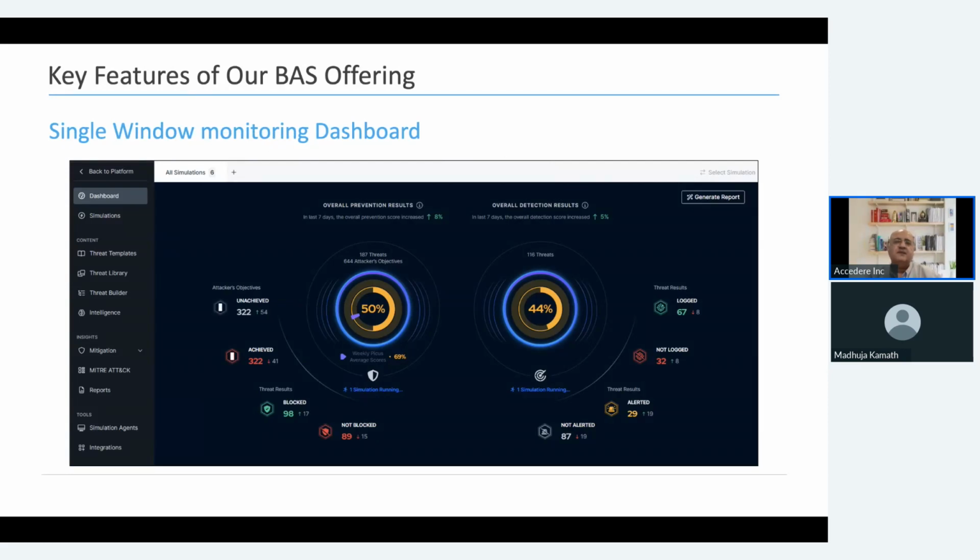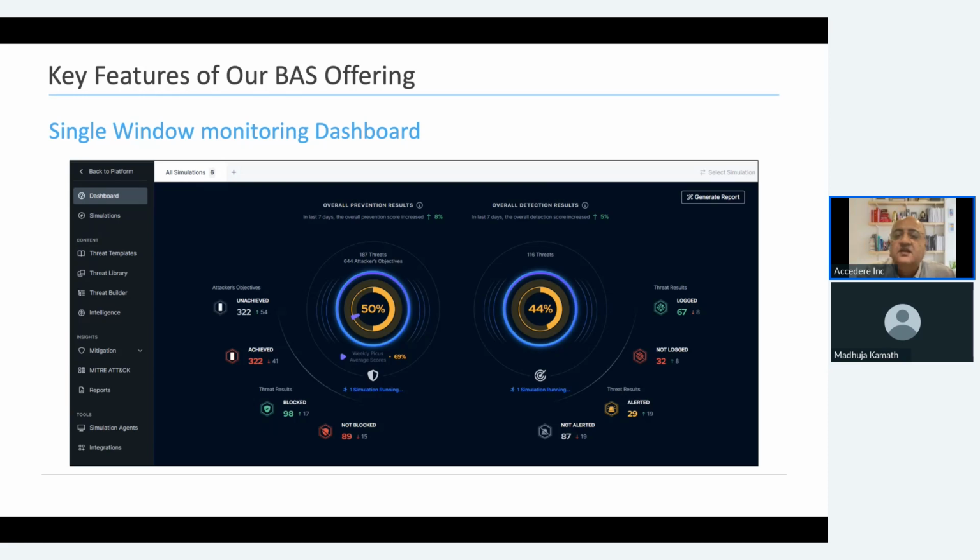So this is a sample dashboard that our clients get to see after the breach and attack simulation (BAS) service test, showing where they stand. Like in this case, we have 187 threats, and there were 644 attack objectives. There were 322 unachieved objectives, and in the threat results, 98% was blocked. 89 were not blocked out of those 187. And the score of this is about 50%. And this is the effectiveness of the CSOC.